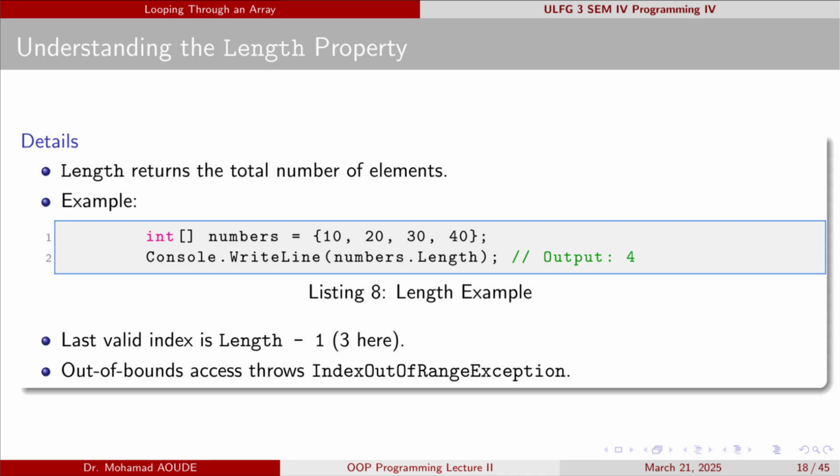Always use the array's length property to determine how many elements it has. This protects you from accidentally going out of bounds. In our example, numbers.Length returns 4, meaning valid indices are from 0 to 3. Easy, safe, and absolutely essential when looping.